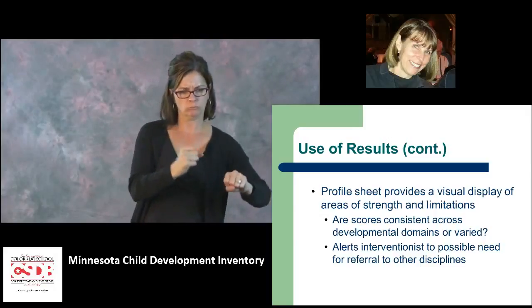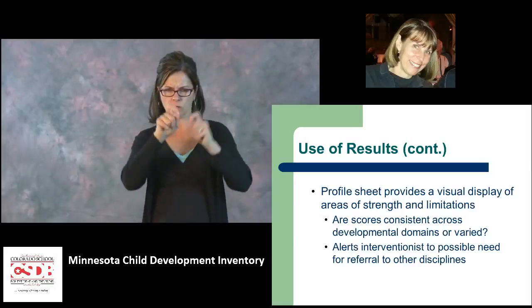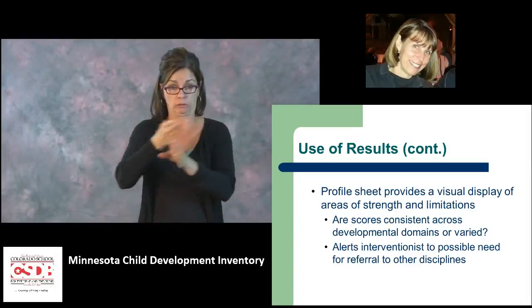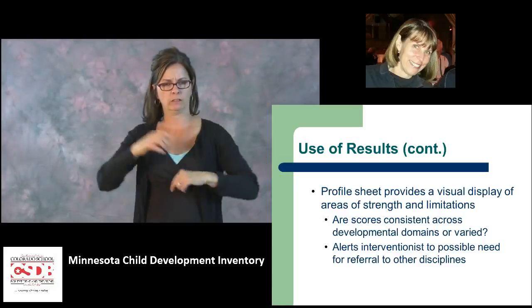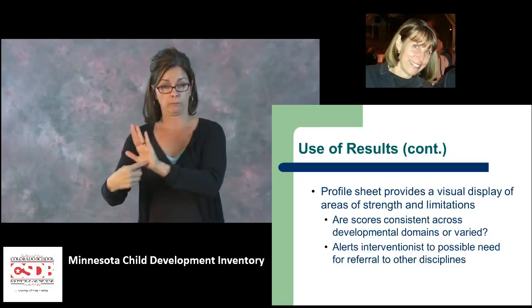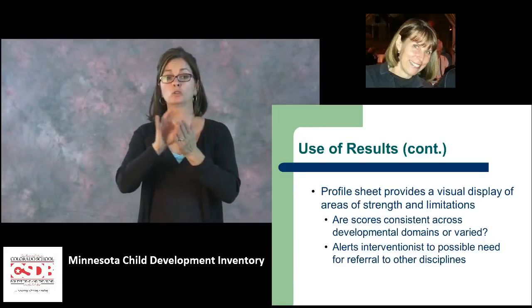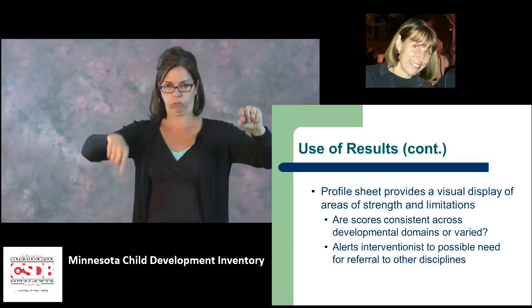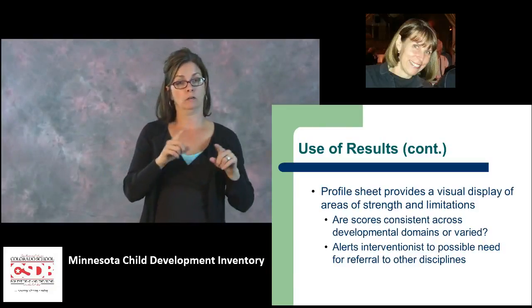So the profile sheet is going to give you a visual display of areas of strengths and areas of limitation. So one question you always want to ask yourself when looking at the profile is, are the scores across the different developmental domains consistent with each other, or do they vary? And we saw two very different examples of that. In the first child, Jack, the scores really varied across developmental domains, where he seemed to have a very specific deficit in the area of language, with all other developmental areas where they should be.